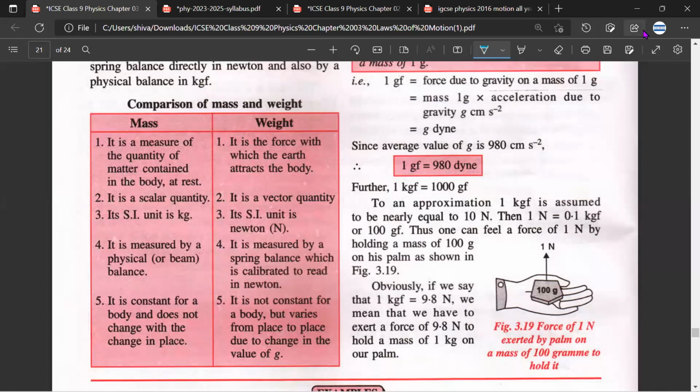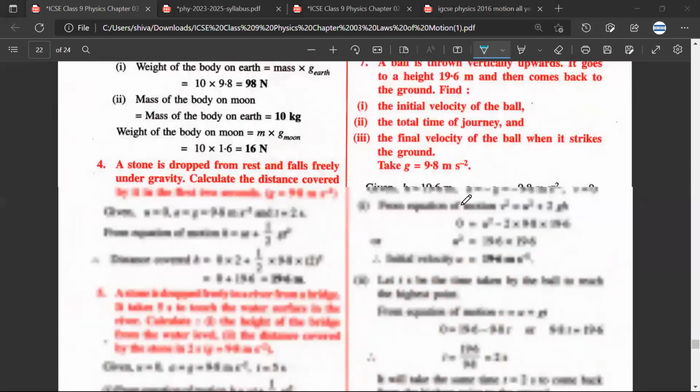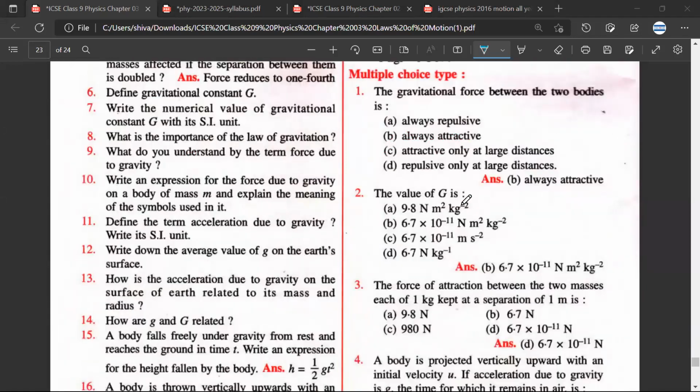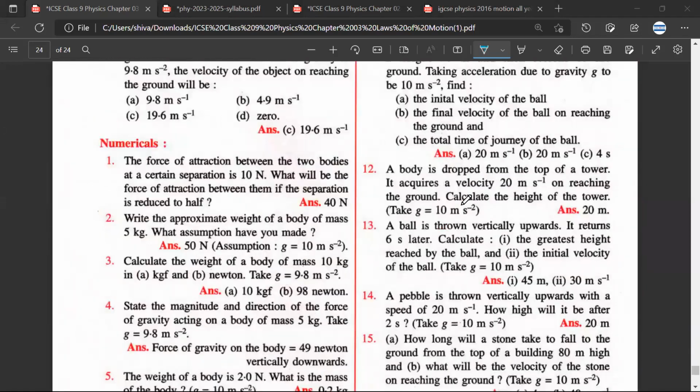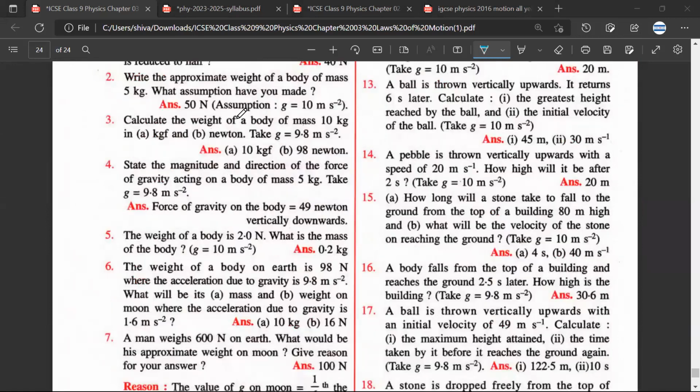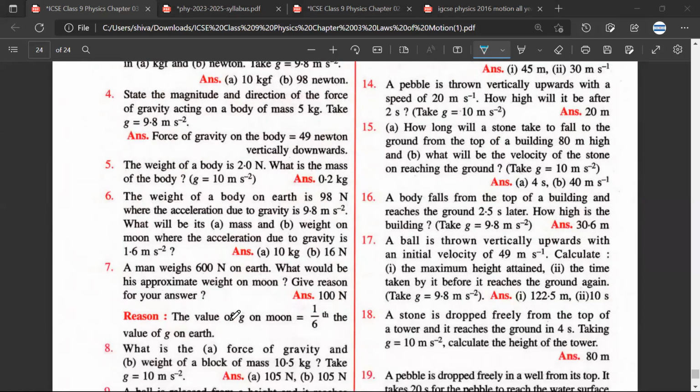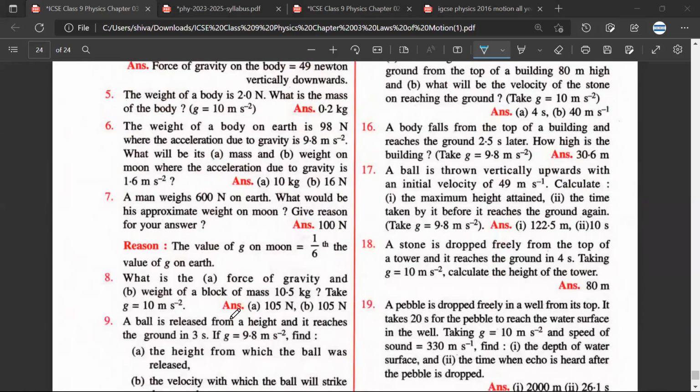Yes, sir. So again, for mass and weight, I'll send you a few basic numericals. Just go through the numericals. Very simple examples. Approximate weight, magnitude, weight. So these are the simple numericals that you can do so that you understand the concept well. Are we clear, Chris? Yes, sir.